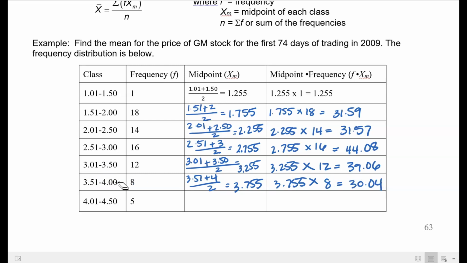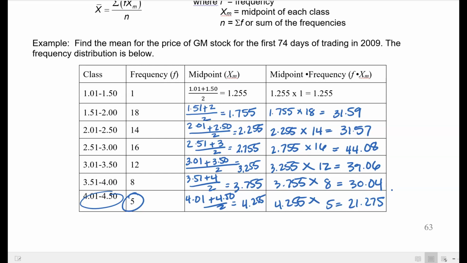And then last but not least, we've got the 4.01 plus 4.50 divided by 2 equals 4.255. And then we're going to take that number and multiply it by the frequency, which is 5, and we get 21.275. Okay, I'm just going to double check all those numbers real quick. I've got my answer key next to me, and those all look good.